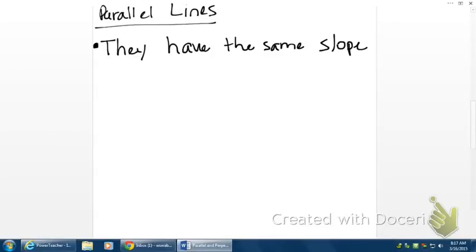So parallel lines have the exact same slope. That's what they have in common. Let's say that you have an equation like y equals 2x plus 3. First off, what form is that in? Y equals mx plus b, slope-intercept form.